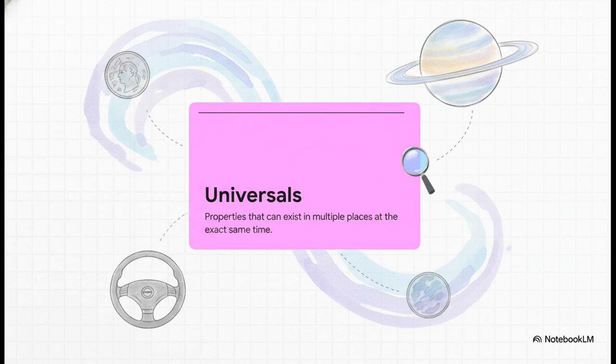Universals are exactly what they sound like, traits that are universally shared. Think about this for a second. The exact same roundness can be in a coin in your pocket, in the steering wheel of your car, and in a planet a billion light years away, all at the exact same time. Wait, how is it possible for one single thing, a property, to exist in multiple, totally different locations simultaneously all over the universe? It kind of defies the normal laws of physics as we know them, doesn't it?